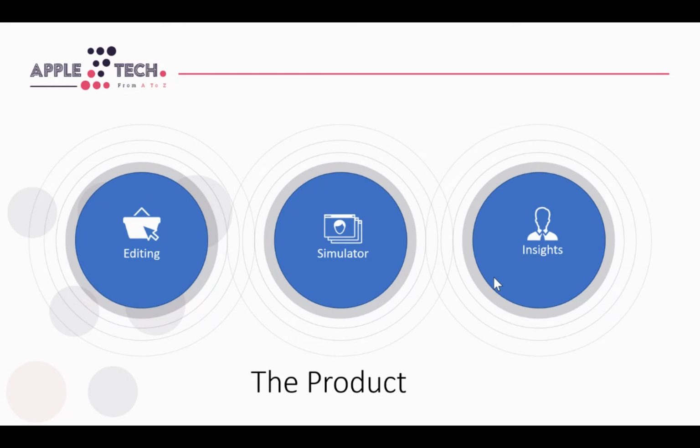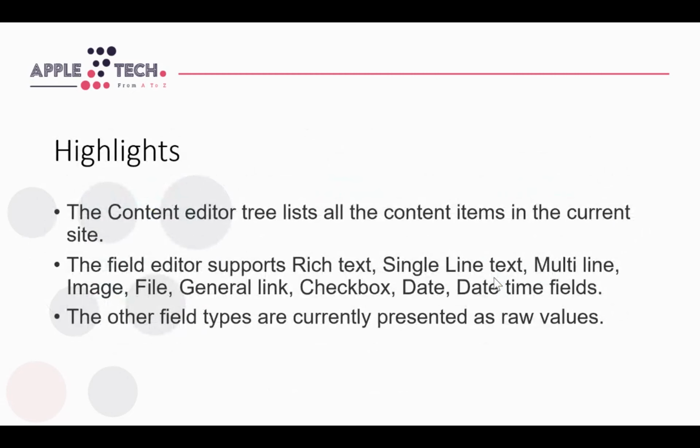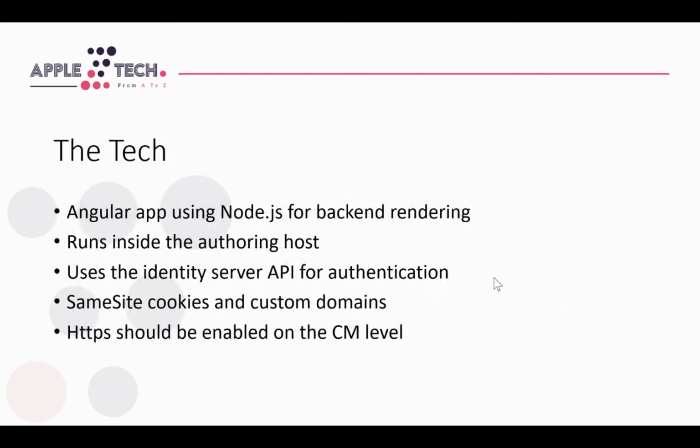So besides these main features from an editing perspective, let's talk a little bit about the technology behind it. And just in a nutshell, Horizon is being built as an Angular app, and it uses Node.js to render the backend aspect of it. So this means that in order for this app to work, it has to be running within the authoring host. And what that means is you won't see this as a standalone URL that you can access beyond your CM.